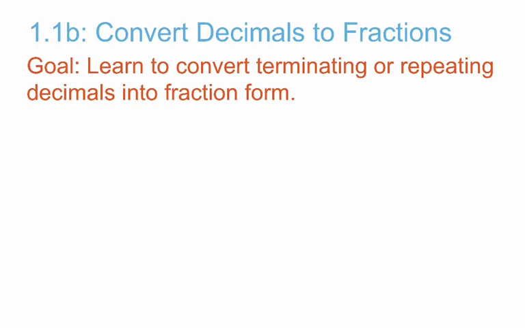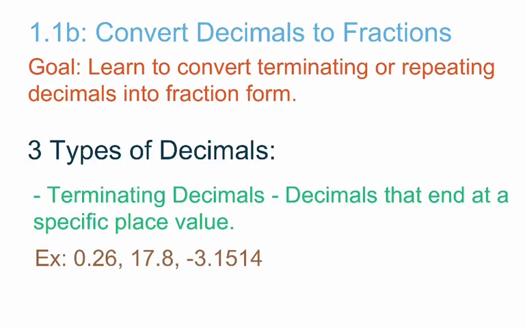Now before we can actually go ahead and learn to convert those terminating or repeating decimals into fraction form, we need to take a look at some different types of decimals that exist. And there are actually three different types of decimals that exist. The first, which we see in our goal, is called a terminating decimal. And the definition of a terminating decimal is any decimal that ends at a specific place value. So terminating decimals are decimals that end at a specific place value.